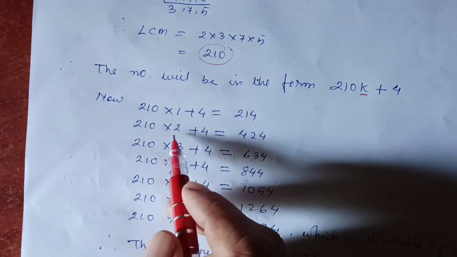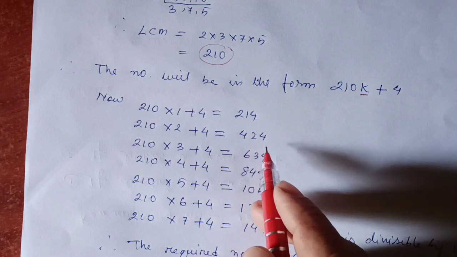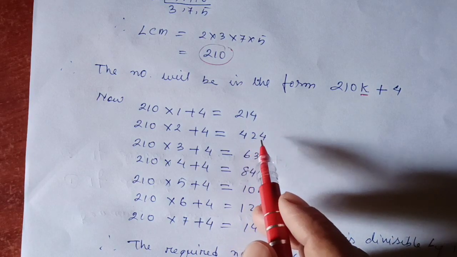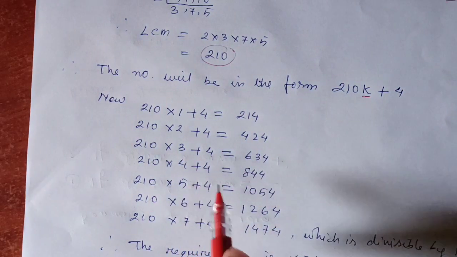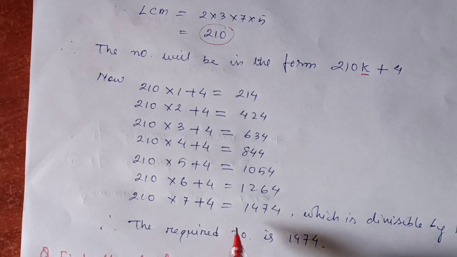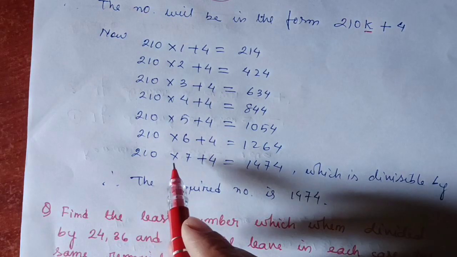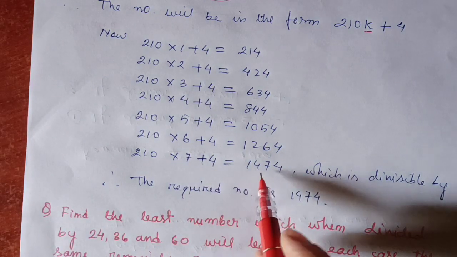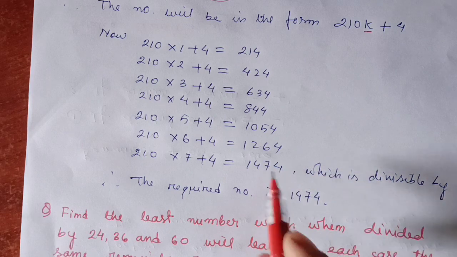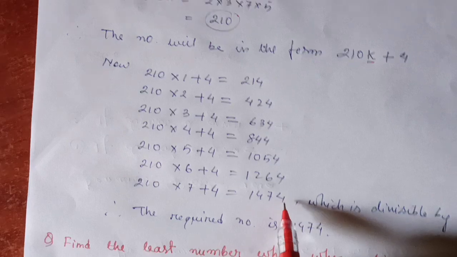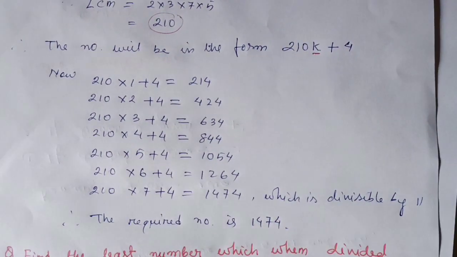And 210 into 2, we get 420. 420 plus 4, we get 424. So still 424 is not divisible by 11. So we keep doing until and unless we get a number where it is divisible by 11. So at last, in number 7, 210 into 7 plus 4, we get 1474. This 1474 is the first number which is divisible by 11. So this will be the answer.